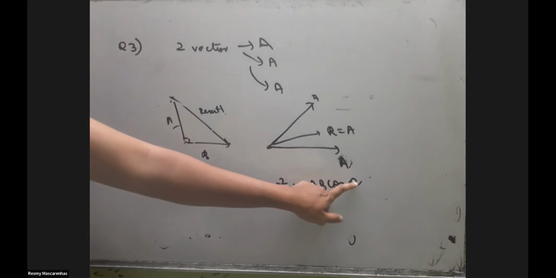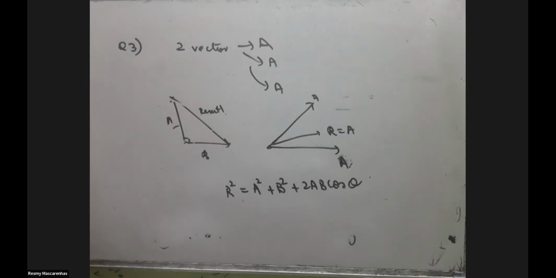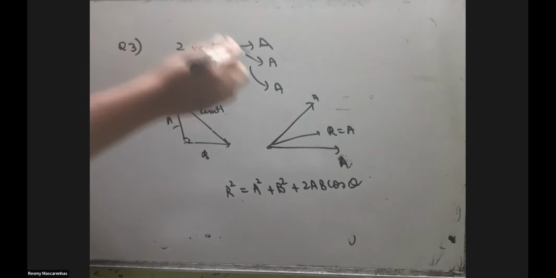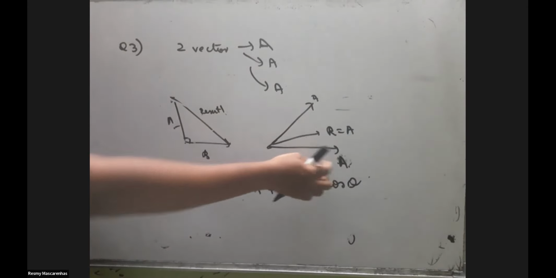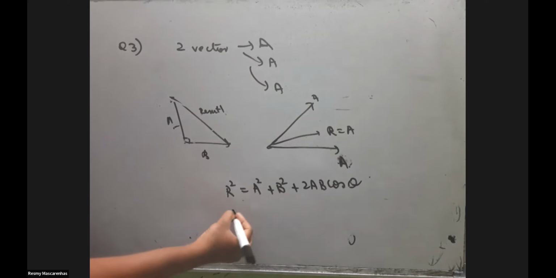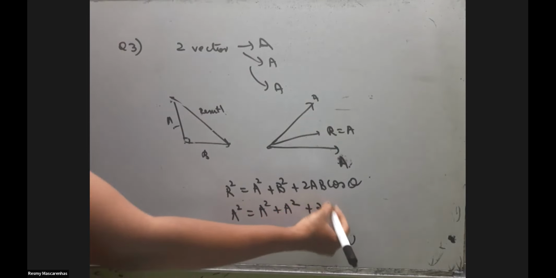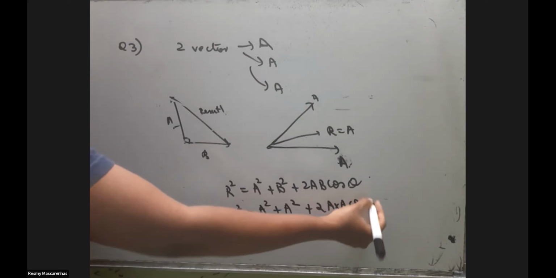If you put 90, what will happen? Cos 90 will become 0. So you will anyways get your hypotenuse. So this is like a general formula for resultant. So now what is happening? A is also equal to, in place of B also it is A. A, everything is A. So just put. We don't know the angle.